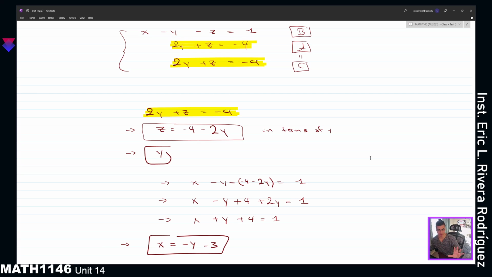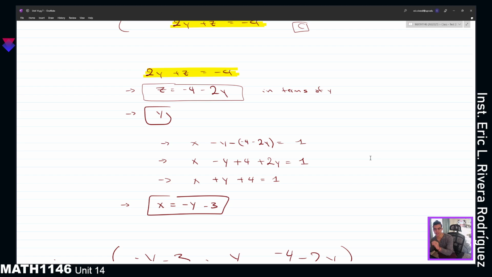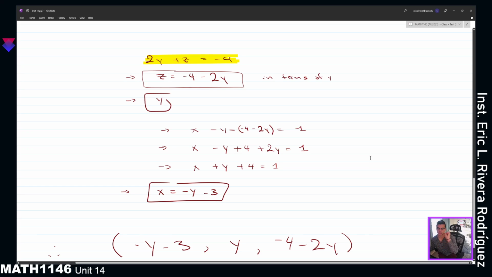Y is just the independent variable, but the x variable needs to be written in terms of y as well. So what I did is substitute the expression for z into the first equation, and then I isolated for x. When I did that, I noticed that I have an equation of x that depends only on the variable y.